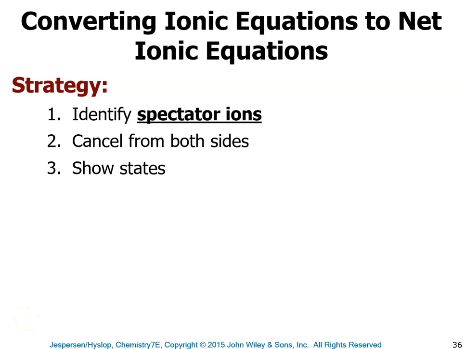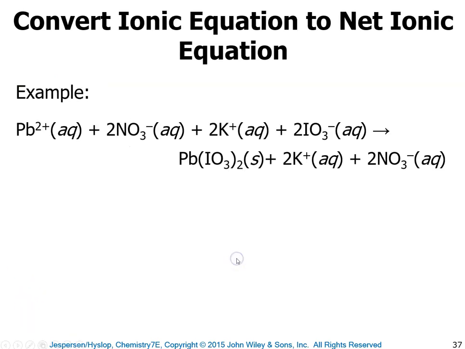Now I'd like to talk to you about, we have been looking at ionic equations. I want to talk about converting the ionic equations to net ionic equations. First we need to identify the spectator ions. So the ions that are just spectating, they're not doing anything, they're there and they are on both sides. So we're going to look at some examples of this.